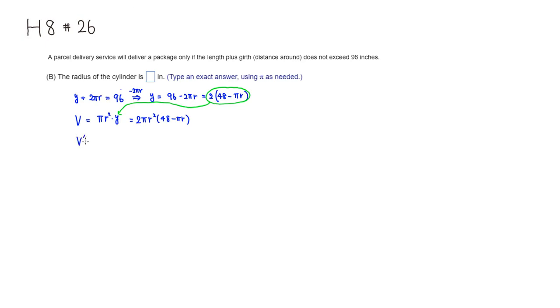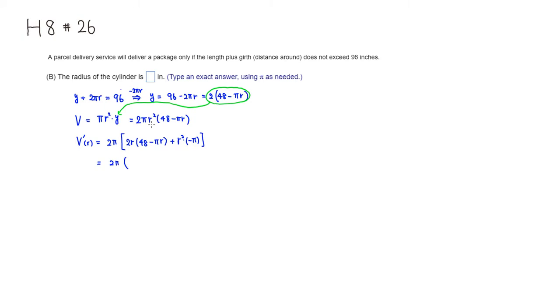So V prime with respect to r. 2 pi is just going to be a constant. The derivative of r squared would be 2r times quantity 48 minus pi r, plus r squared times the derivative of that, which would be negative pi. So we can simplify this and clean it up.